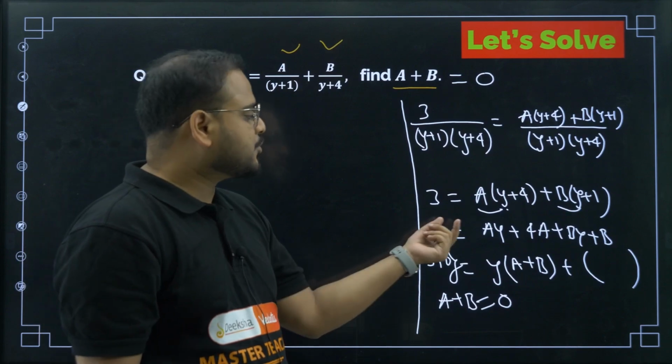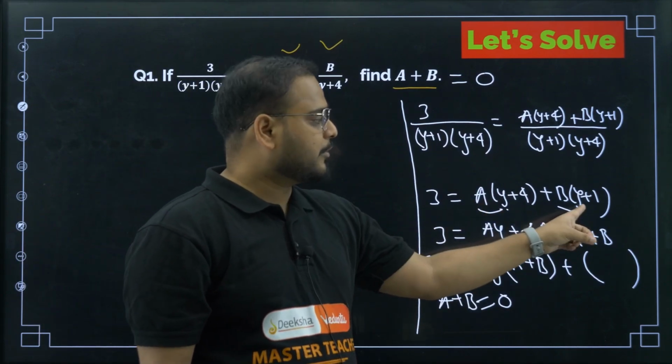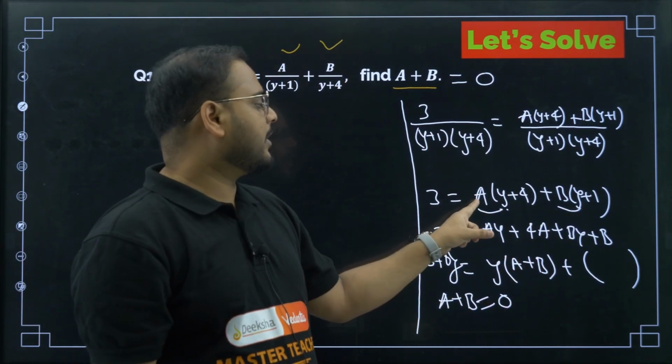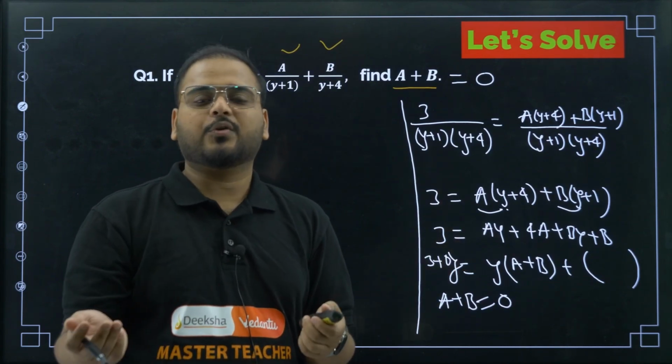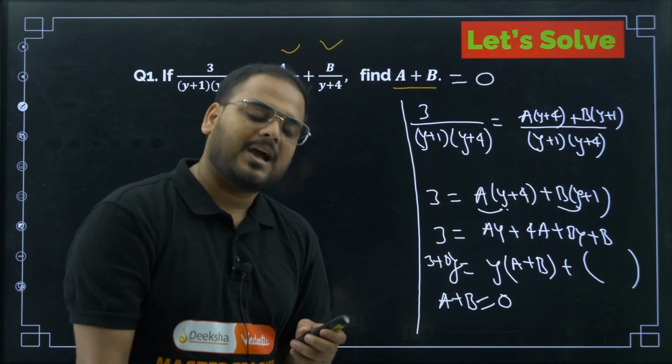Otherwise, what you can do is substitute the value as y equals minus 4 and y equals minus 1, one at a time. You'll get the values of a and b, add them and get the answer. Whichever gives you an answer faster, pick that method and get the result.